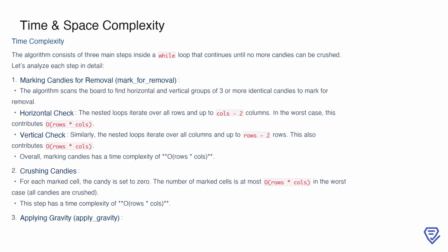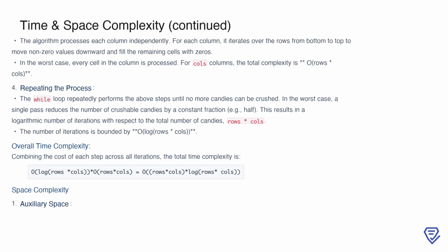The second step is crushing candies, where each marked cell is set to 0. In the worst case, all cells are marked, so this step also has a time complexity of O(rows * cols). Finally, we have the third step, applying gravity, which we'll analyze next. Applying gravity is done column by column. For each column, the algorithm processes rows from bottom to top, moving non-zero values downward and filling the remaining cells with zeros. In the worst case, every cell in a column will be processed, and since there are cols columns, this results in a total time complexity of O(rows * cols).